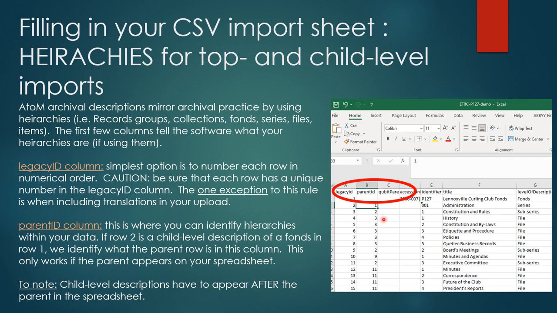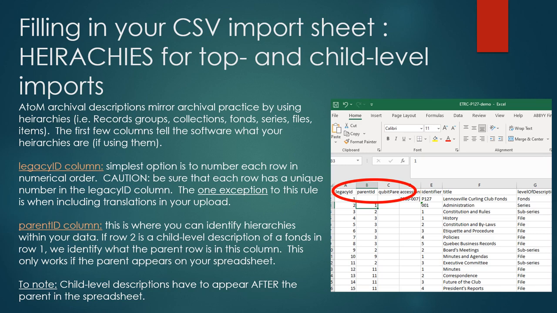Another thing to note as you are preparing your spreadsheet is that child level descriptions have to appear after the parent in the spreadsheet. This is important because when the database imports your bulk import document, it's going to go line by line. So if a parent appears after the child, it's not going to know that it exists yet because it hasn't gotten to a lower row. So that's just one thing to keep in mind. And that's how we identify parents that are on our spreadsheet.